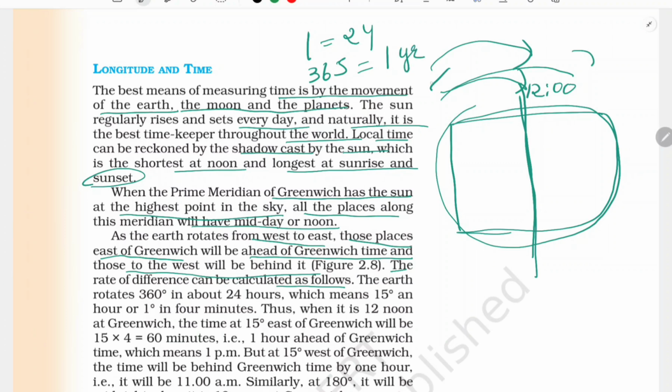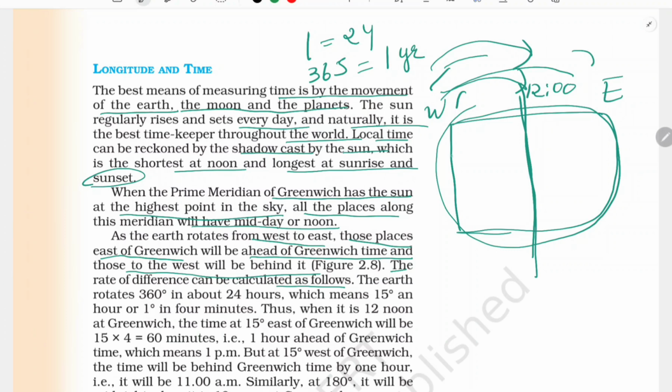So with that concept, what happens when Earth is rotating from west to east? Yes, it is rotating from west to east, so this western side will be behind, and the eastern side will be ahead of Greenwich time. That is why, suppose it is daytime in India, then it is nighttime in America. It is all because of this time zone.